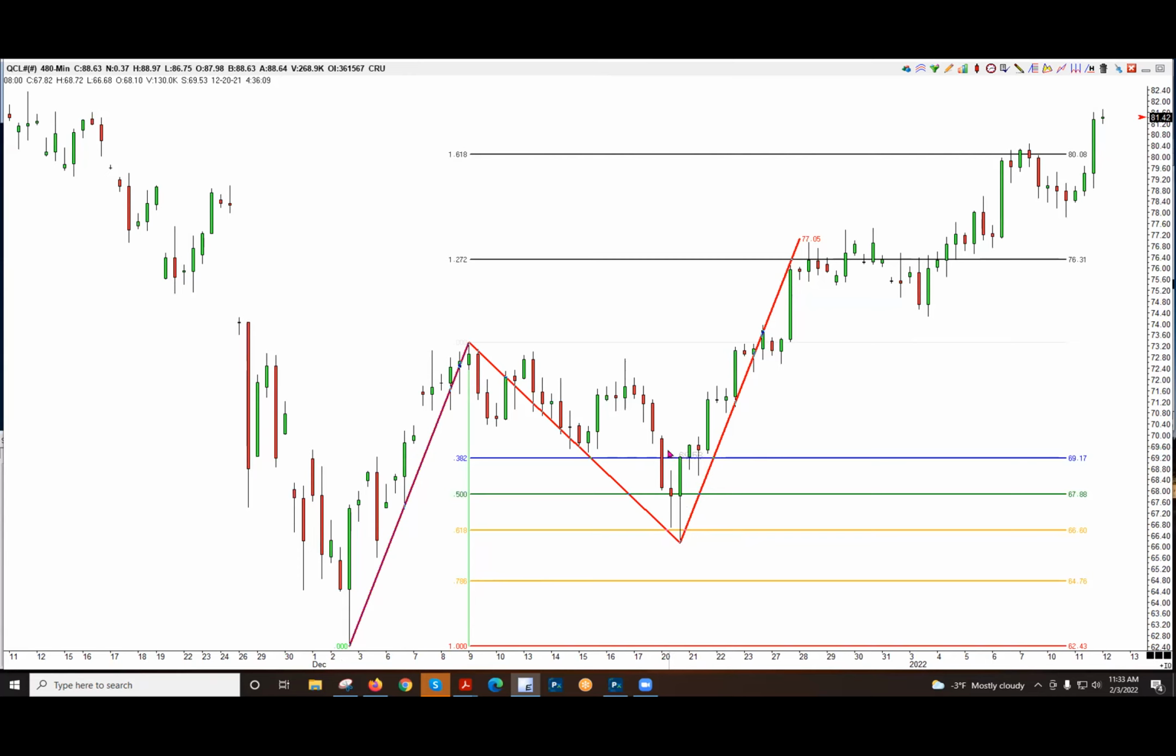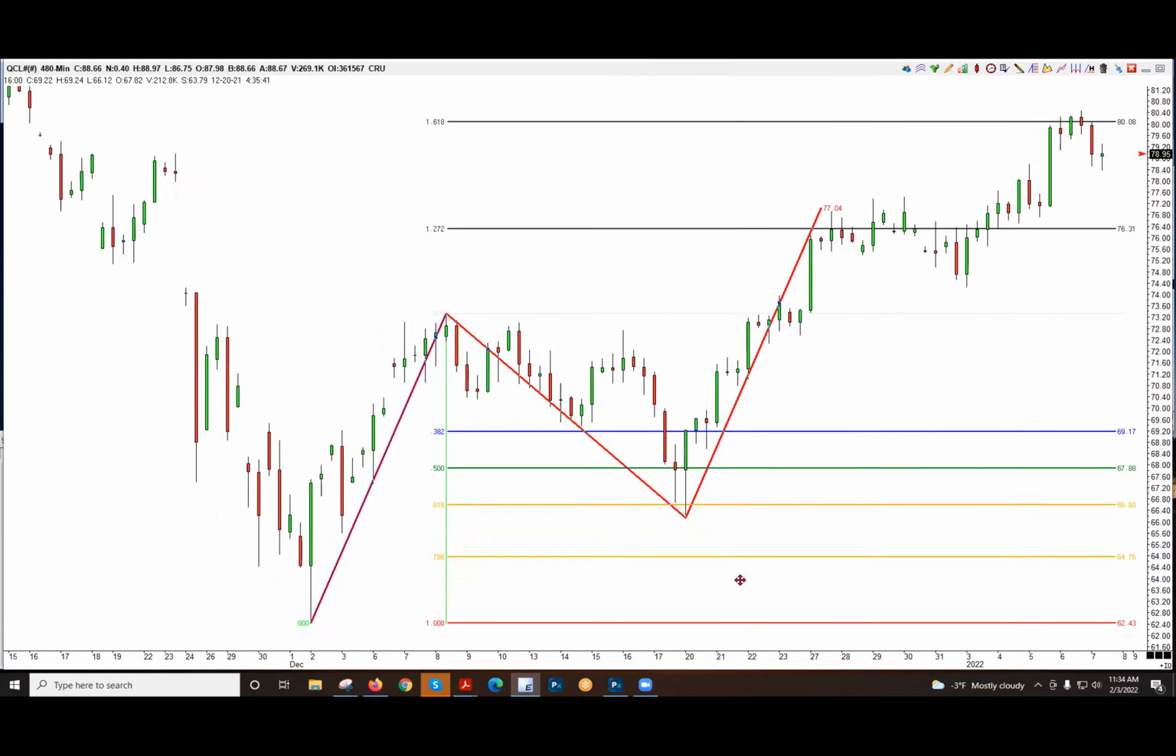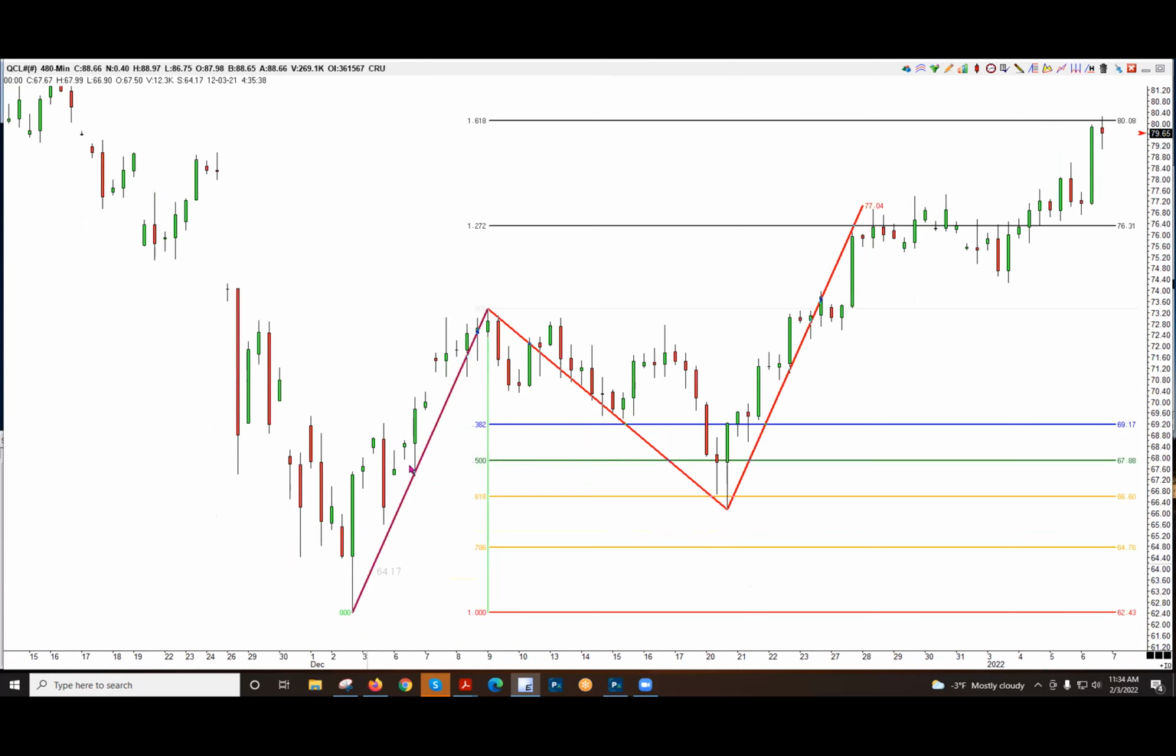Sometimes the 382 will be violated and it'll be around the 50%. Sometimes it'll get to the 618, but it gets violated a little bit and gets down into the 786. And so when in hindsight, when the market starts to do some things here, your legitimate thunderbolt is right here. And notice how the D target hits right there at the high.